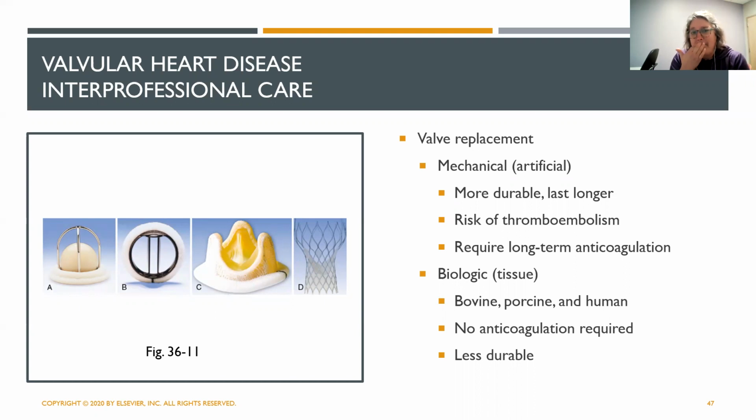Biologic ones, you don't have to necessarily have anticoagulation. You can have bovine, porcine, or human valves put into that heart to be able to have a better heart function with that valve closure. Those biologic ones are less durable and they need to be replaced more often than what the mechanical ones do. This is not a decision that we are necessarily a part of. We are part of the post-operative and pre-operative care, and perhaps part of the OR team. We are not helping anybody pick out valves.